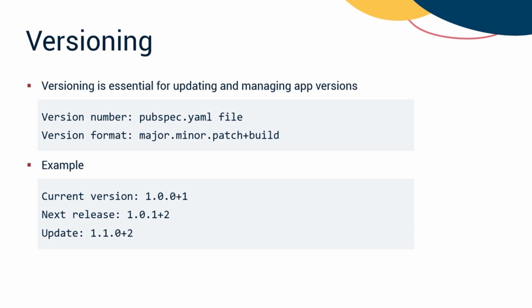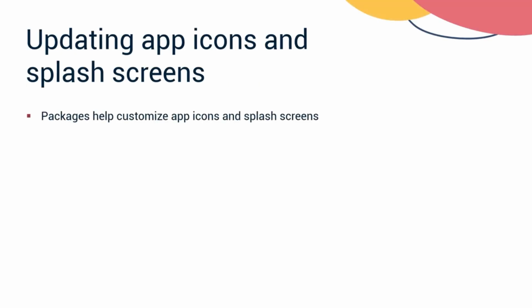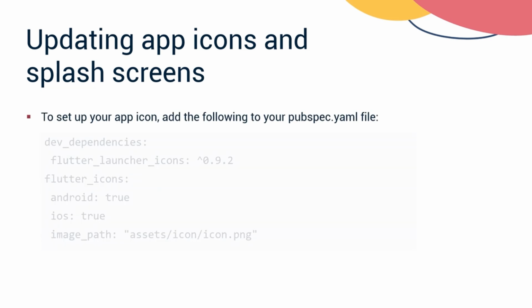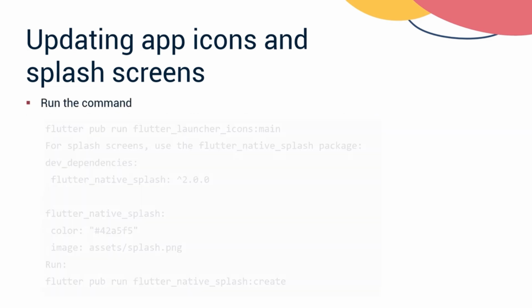With your versioning set, it's time to focus on how your app presents itself visually. Let's understand how to update app icons and splash screens. In Flutter, you can easily customize the app icon and splash screen using specific packages. The Flutter Launcher Icons package allows you to set a custom app icon, while the Flutter Native Splash package is used to create a splash screen. These visual elements are crucial for branding and user experience, hence, ensuring they align with your app's theme and purpose is important. To set up your app icon, you can add data to your pubspec.yaml file as shown here. Now, run the command using this code.